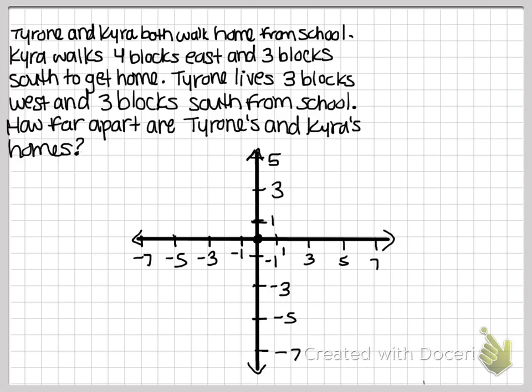Tyrone and Kyra both walk home from school. Kyra walks 4 blocks east and 3 blocks south to get home. Tyrone lives 3 blocks west and 3 blocks south from school. How far apart are Tyrone's and Kyra's homes?